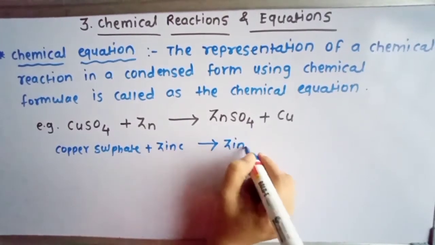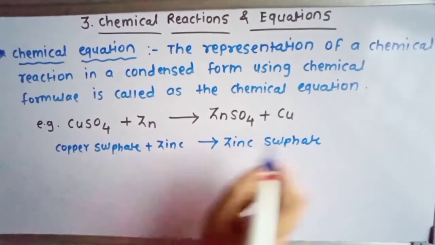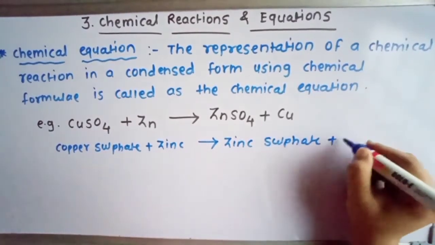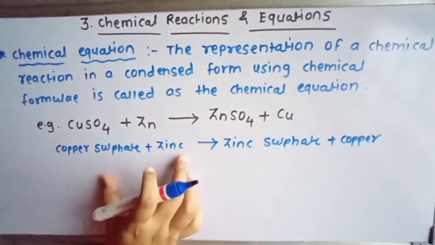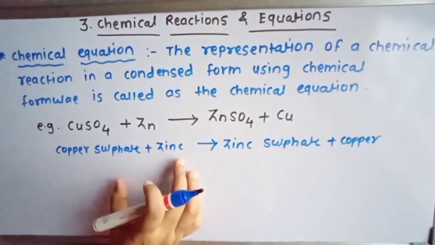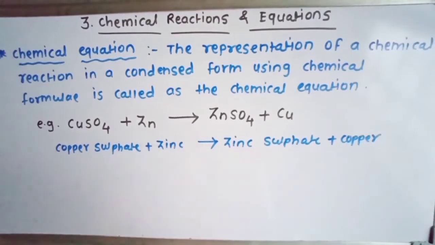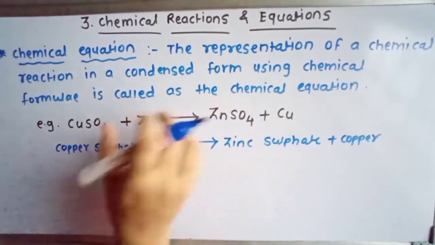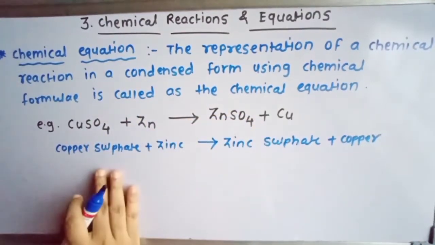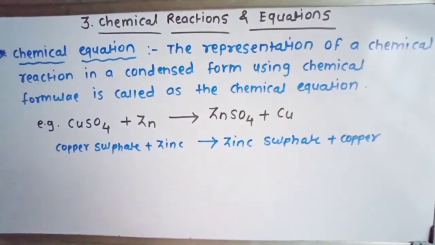So zinc sulfate plus copper. Cu means copper. So this is the reaction. When copper sulfate reacts with zinc, you will get zinc sulfate plus copper. Are you getting me, students? So instead of writing this in words, I have written it with chemical formulas, yes or no? So this representation is called a chemical equation.